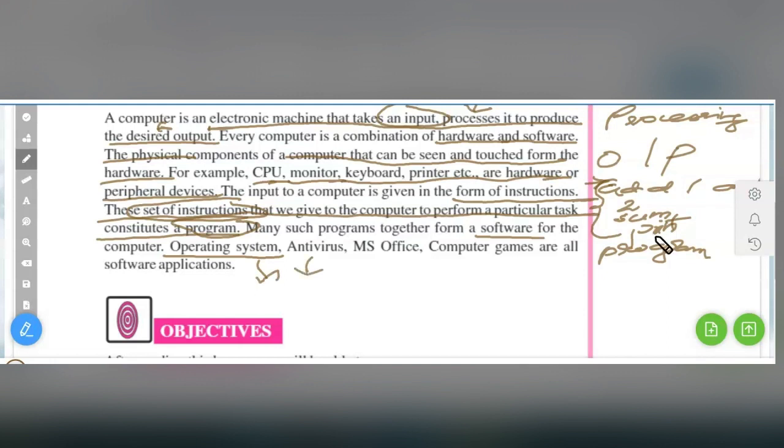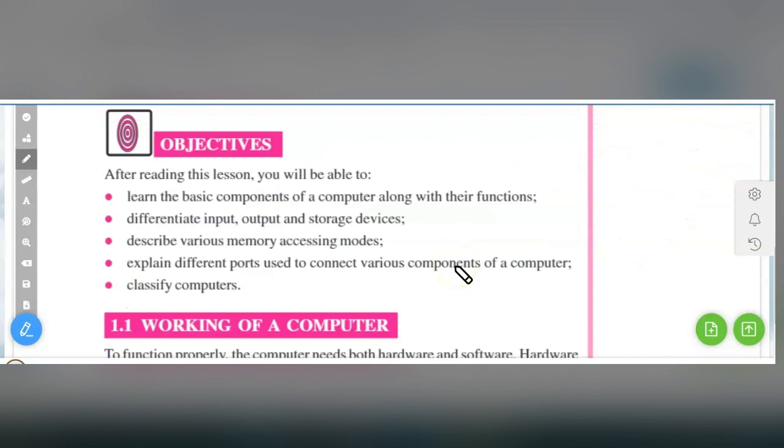Antivirus, you cannot touch it. They are programs, or sets of instructions, you can say. MS Office is again software. Computer games are software. You can play games, but you cannot touch them, like your output devices or input devices. We will come to know what they are in detail.